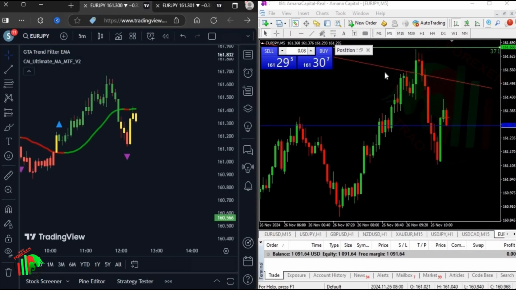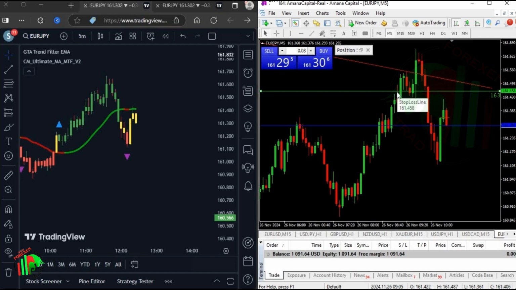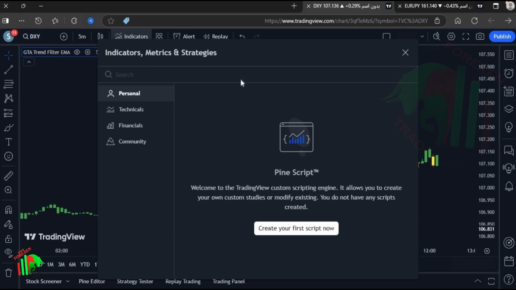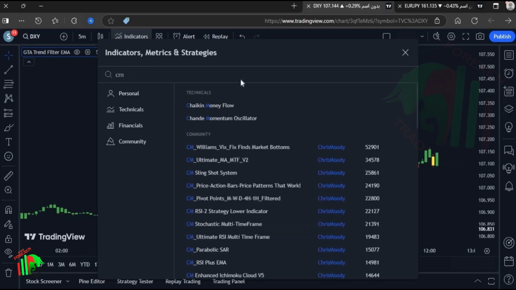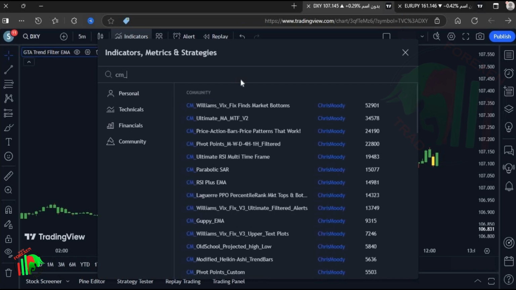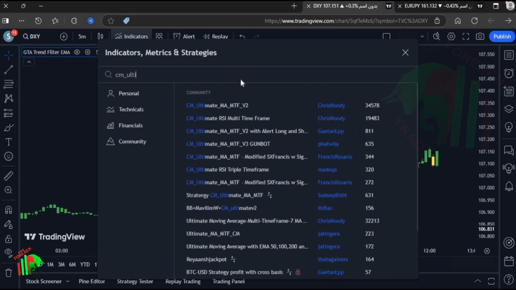It is important to monitor the price action closely. If the price touches the trend line again, it is likely to fall again, which increases our chance of profit. After confirming with the EMA trend filter, I will check the CM Ultimate indicator for further verification. This combination helps ensure that we make an informed trading decision.